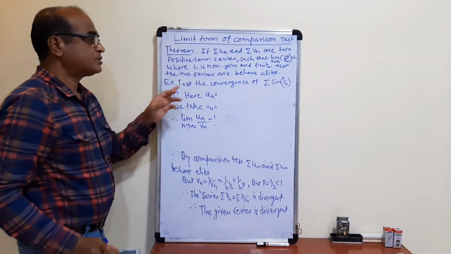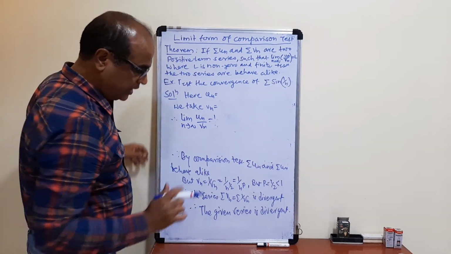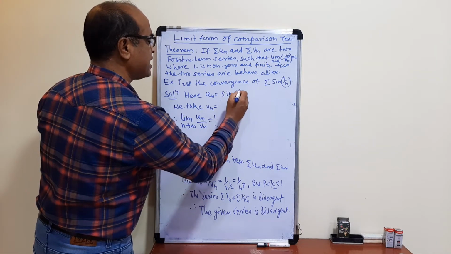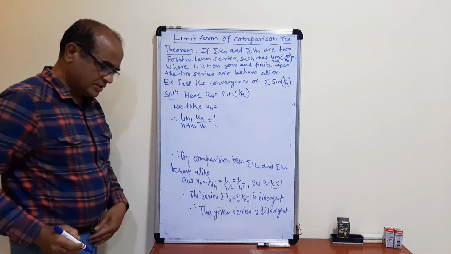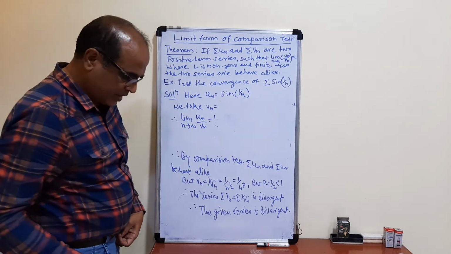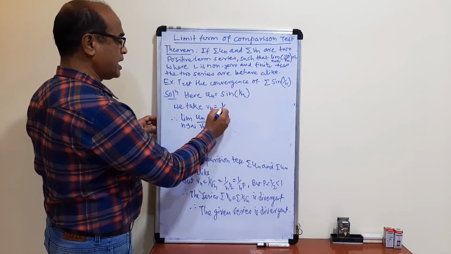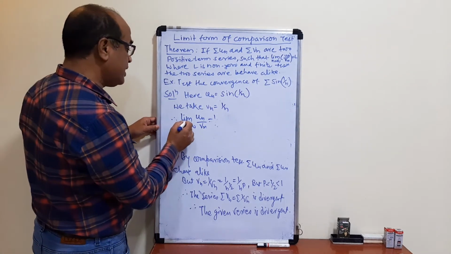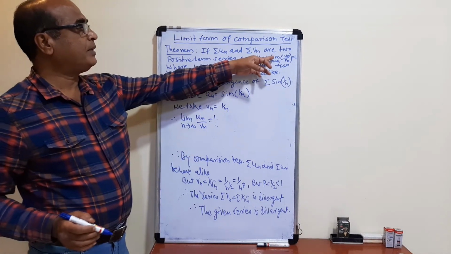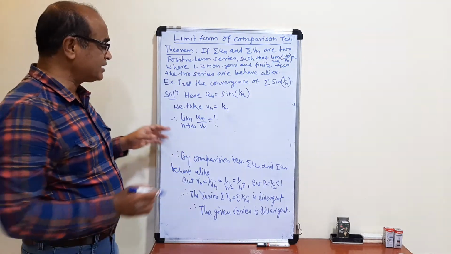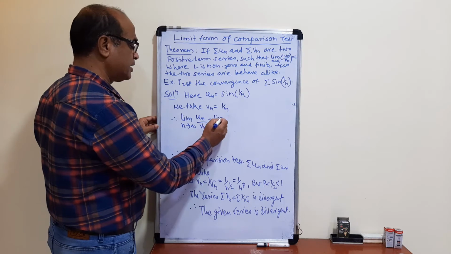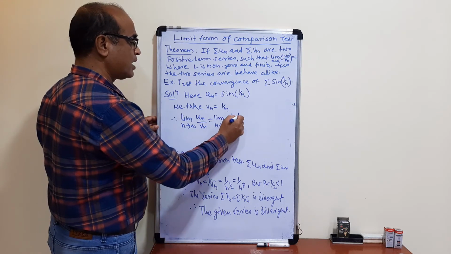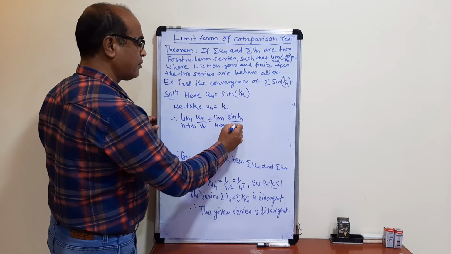Okay, very simple. So what is un? Un is sine 1 upon n, the nth term of that series. So we choose Vn as 1 upon n. Then the limit of un upon Vn as n tends to infinity is equal to the limit as n tends to infinity of sine 1 upon n divided by 1 upon n.